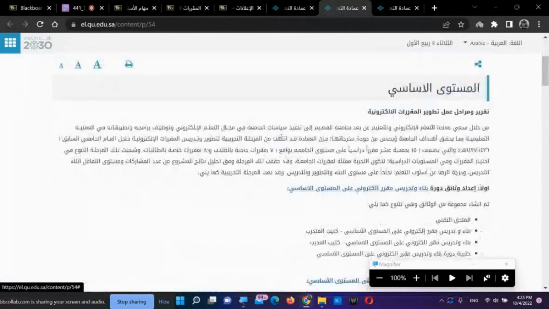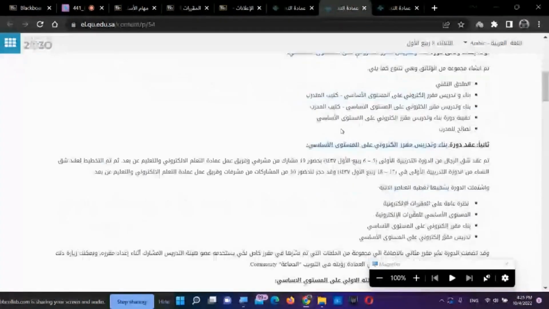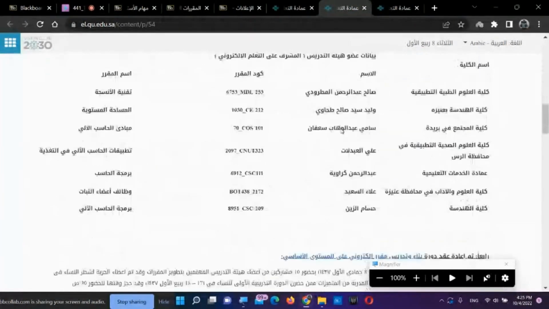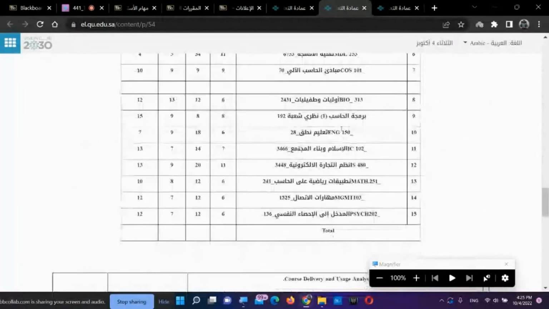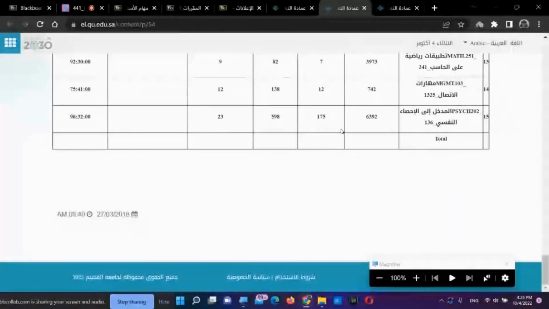Let's take a look at the basic level. We're saying, what is the basic level here? This is a brief about it. This is a summary of the first course that was conducted for both men and women, and how many courses were done, and so on.